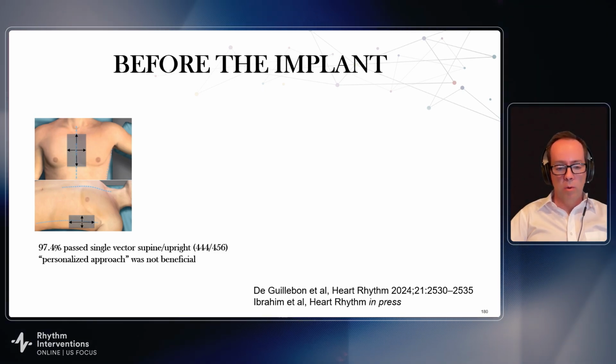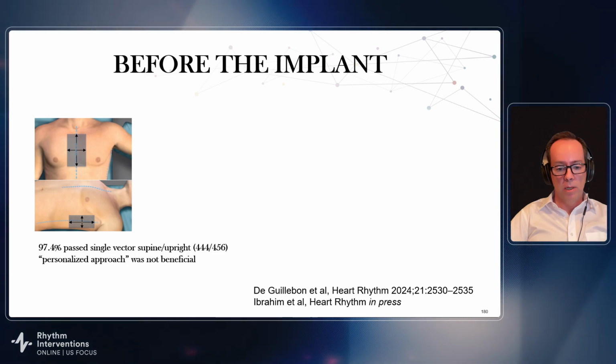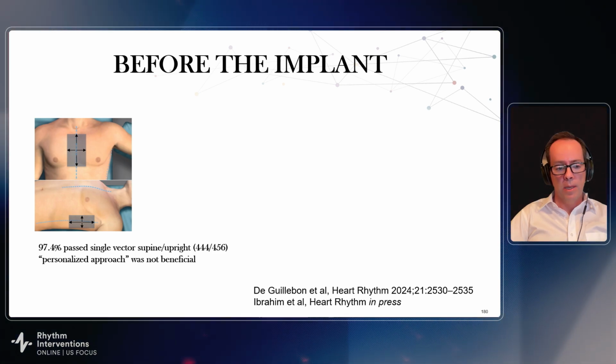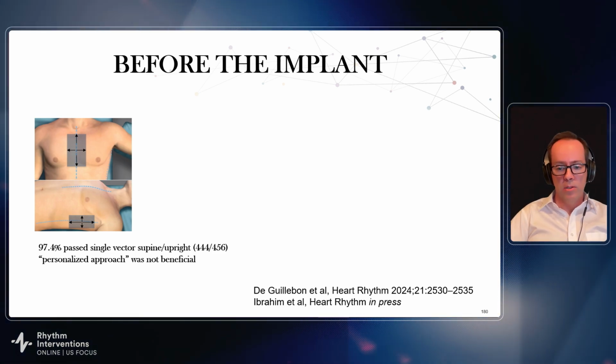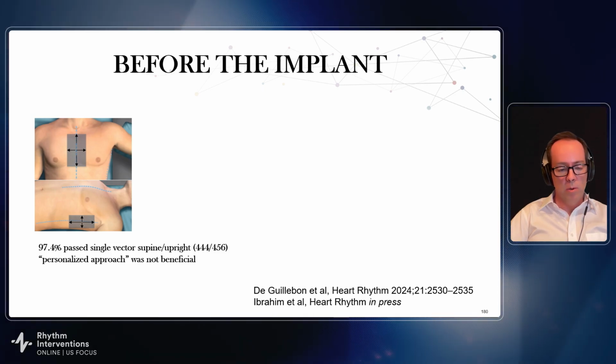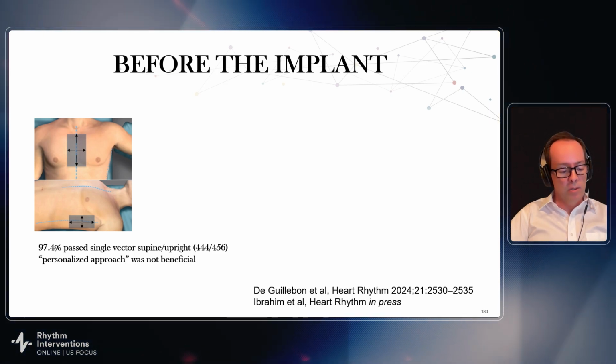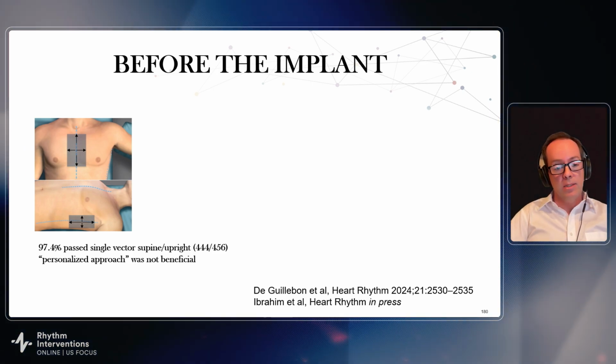I think it's important to remember we were all really optimistic about this idea published by Devi in Heart Rhythm, where they altered the screening vector based on the patient's cardiac situs, to see if we could bend the rules a little bit. But this was a negative trial. There was a high incidence of inappropriate therapy. So we prefer two vectors in our facility, but at least one has to pass.